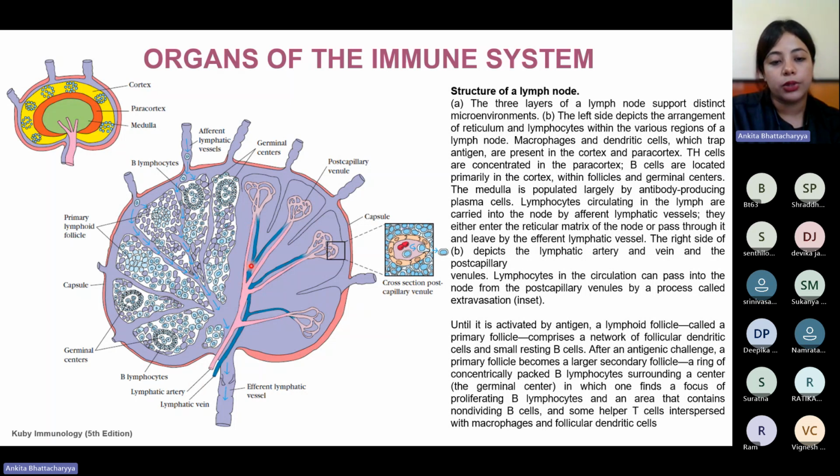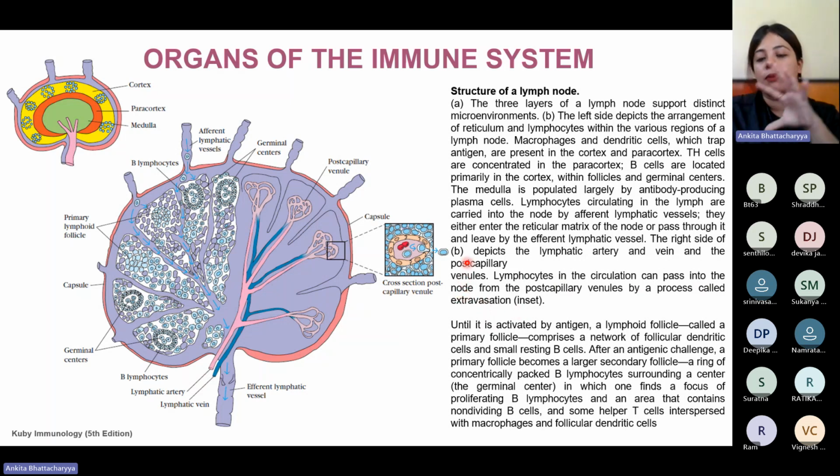And this side is showing you the exit and entry route. So lymphatic artery and lymphatic veins are present, postcapillary venules are present. Lymphocytes in circulation can pass into the node from the postcapillary venules by a process called extravasation. We already talked about extravasation previously.